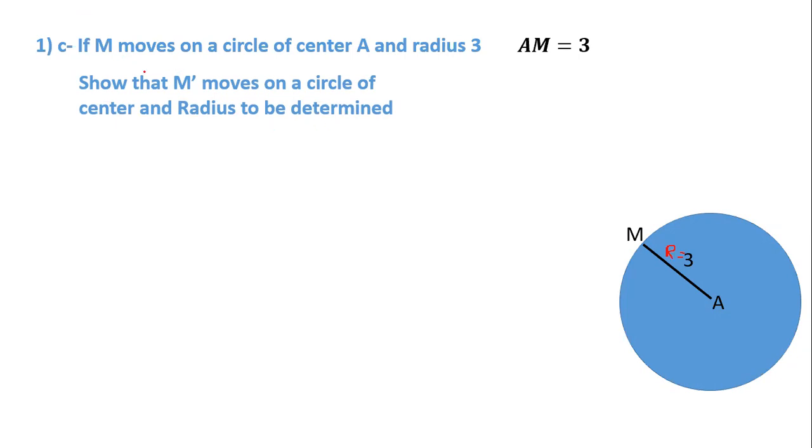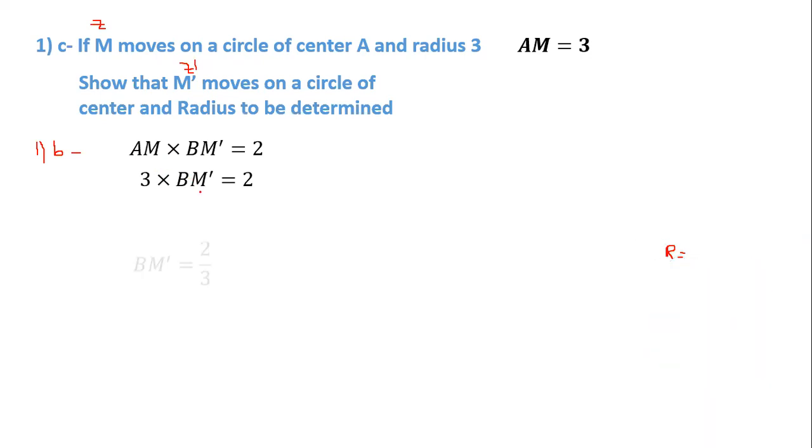We were talking about M, and now we are talking about M prime, so I need to remember z with z prime, or any relation that relates M and M prime. In part 1b, we already verified that AM times BM prime is equal to 2. AM is equal to 3, so we can say that BM prime is equal to 2 divided by 3.